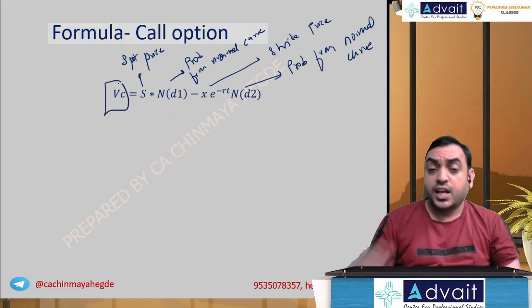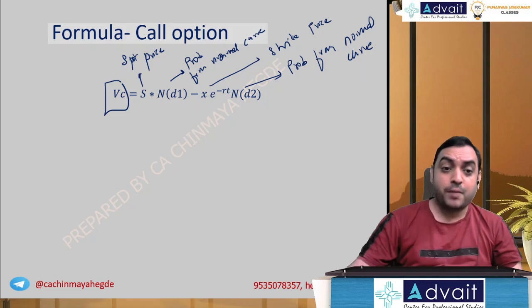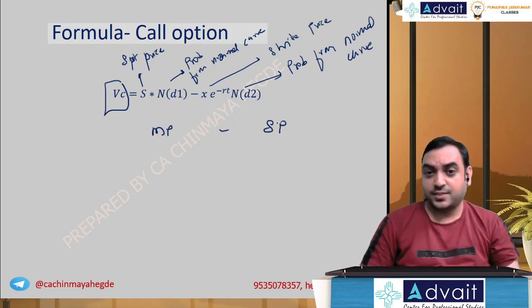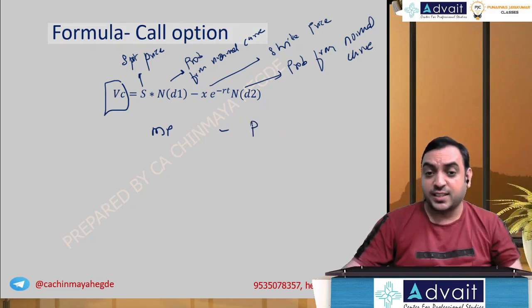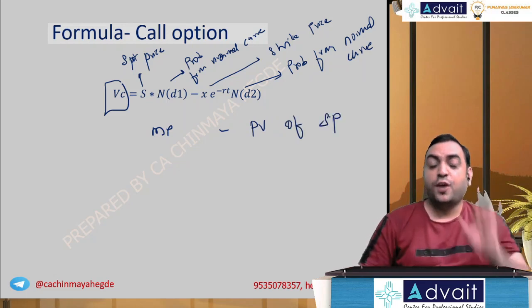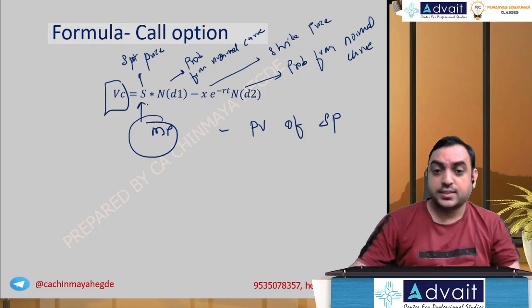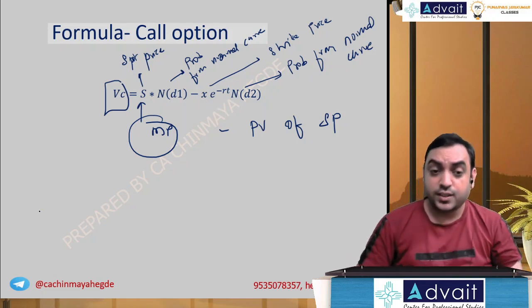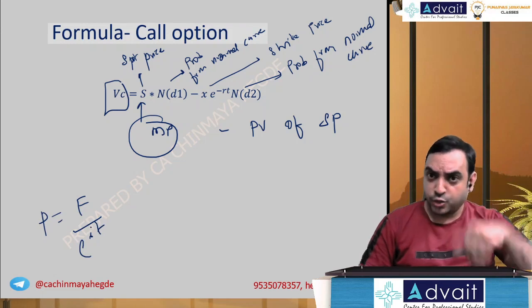Now, call option. Remember what's the primary formula of call option? Intrinsic value. What is the intrinsic value of call option? Market price minus strike price, correct? Now, the strike price will be paid later. So you remember this formula as market price minus present value of strike price. Market price, spot price. Present value of strike price is X into e power minus rt. How is it present value? How do you calculate present value? Future value by e power rt, and future value by 1 plus r.